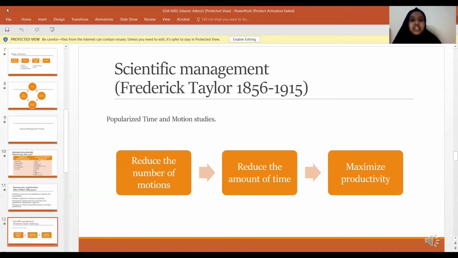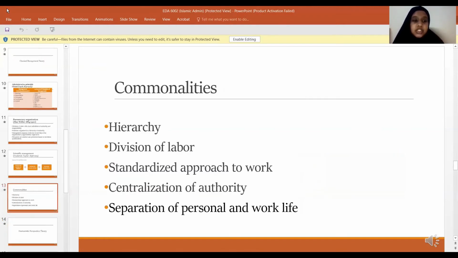From Frederick Taylor, 1856 to 1950, who is popular for the time and motion study. He said that to reduce the number of motions and reduce the amount of time, you will come up with maximum productivity, to deal with productivity issues.